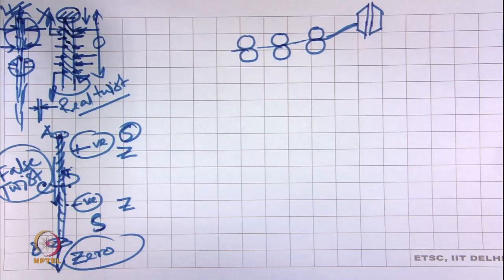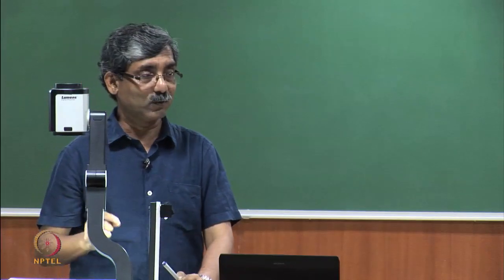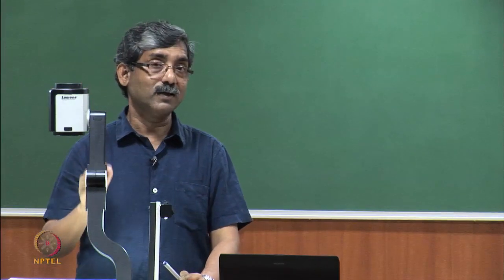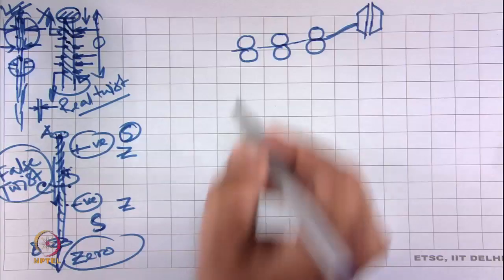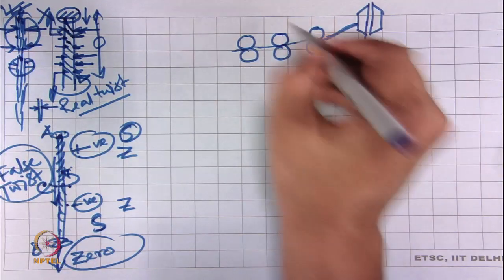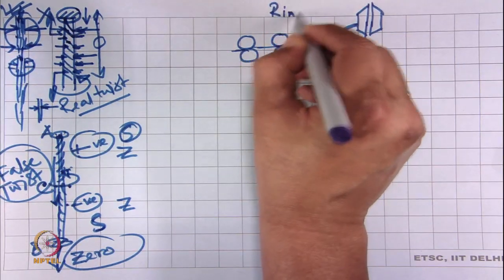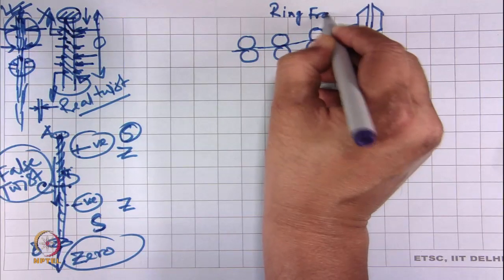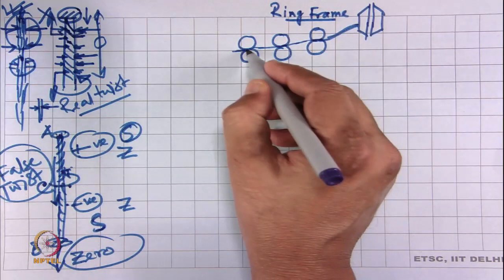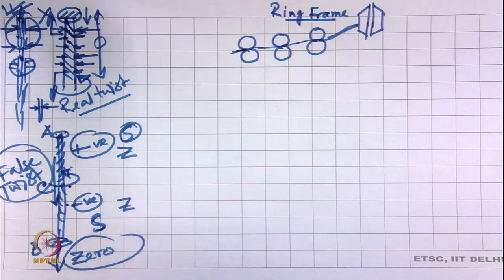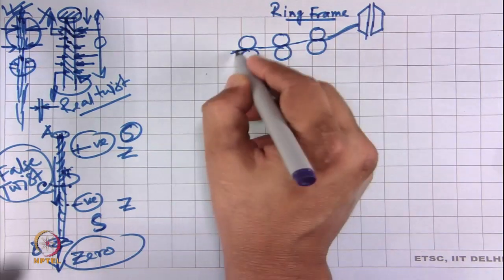So, this false twisting principle is used in many applications, particularly for texturing, and for many other applications where we do not need real twist, we need intermediate twist for some specific purpose. Now, when this fiber strand in the ring frame comes out after drafting, it has no twist. So, we have to impart twist on this strand.